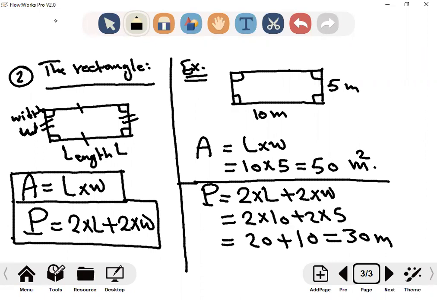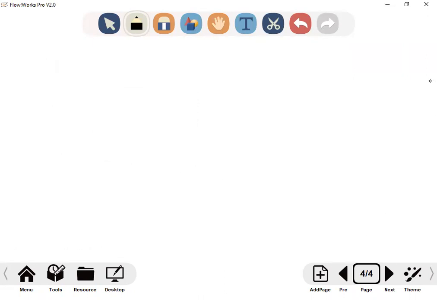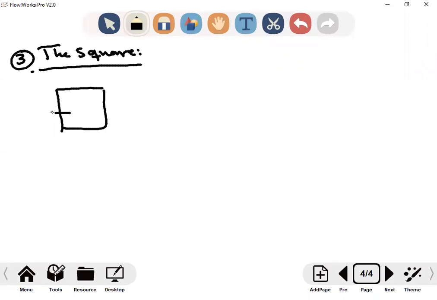Let's go to the third figure now, which is the square. Now let's remember the square together. The square, guys, has 4 equal sides with 4 right angles. Don't forget that the square and the rectangle are both parallelograms.